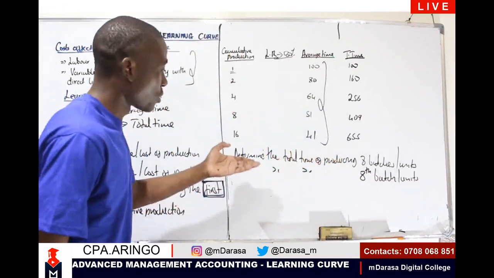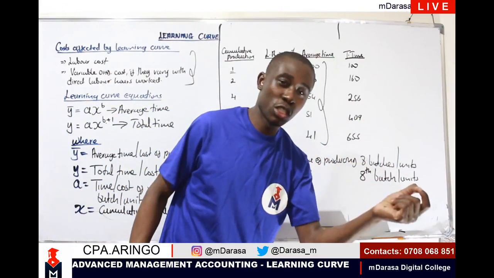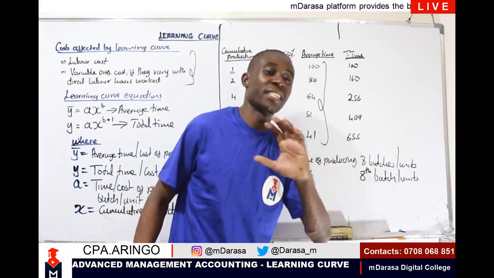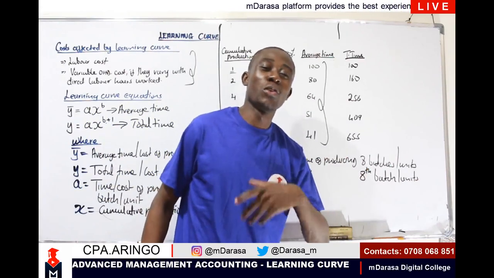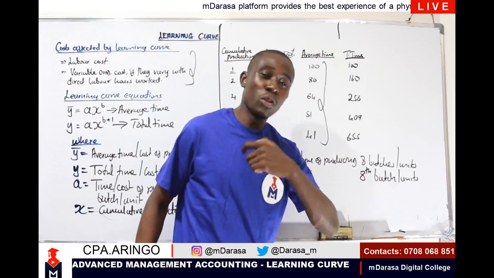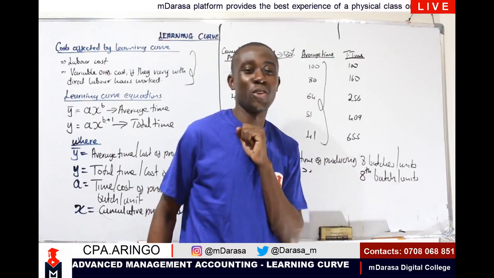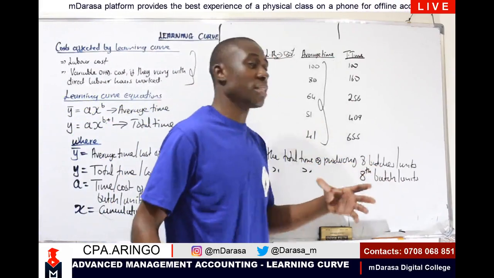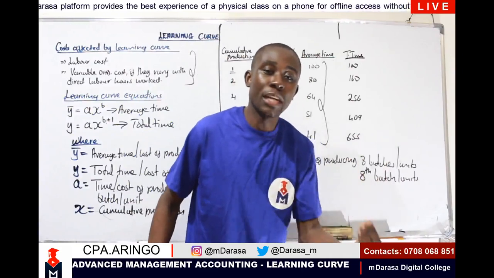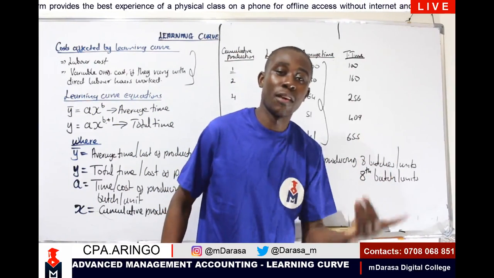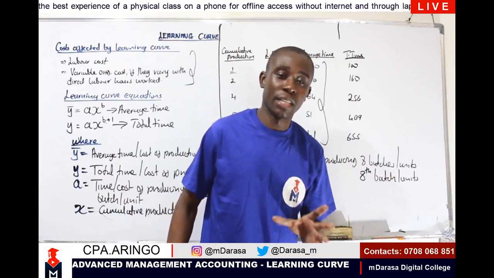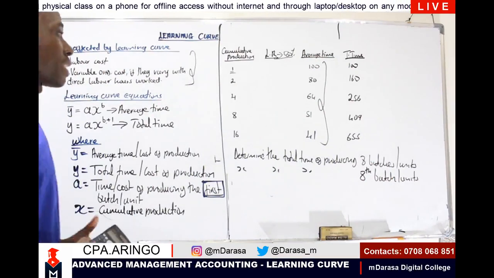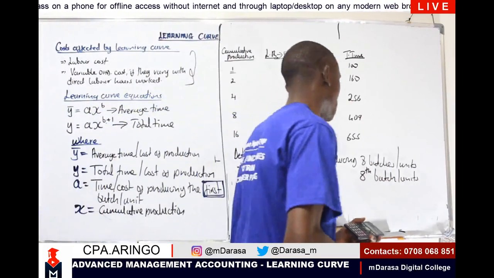What is the difference between these two statements? Determine the total time of producing 8 batches or units. Then I'm also having determine the total time of producing the 8th batch. Determine the total cost of producing the 8th batch. Determine the total cost of producing 8 batches or units. What is the difference? You'll find that at this point, what I'd be working on is kind of a mapping: 1, 2, 3, 4, 5, 6, 7, 8. 8 batches or 8 units. What about the 8th batch? The 8th batch, ideally, you can see here very clearly that this is what I'd be looking at.